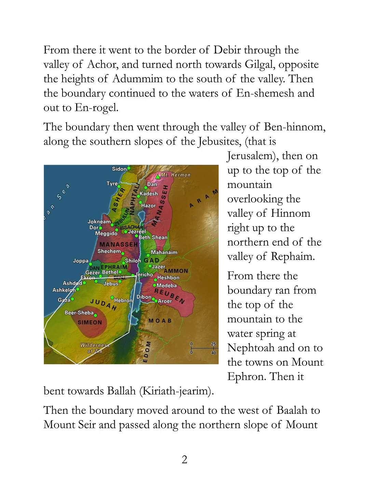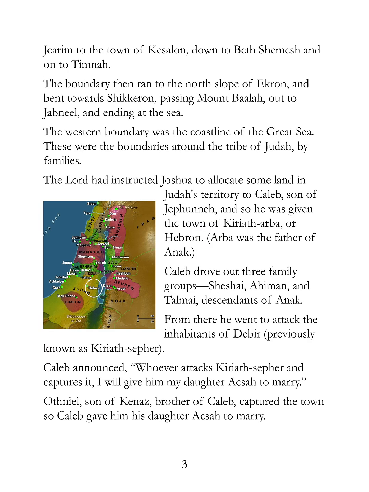Then the boundary moved around to the west of Baalah to Mount Seir and passed along the northern slope of Mount Jearim to the town of Kesalon, down to Beth Shemesh and on to Timnah. The boundary then ran to the north slope of Ekron and bent towards Shikkeron, passing Mount Baalah, out to Jabneel, and ending at the sea. The western boundary was the coastline of the Great Sea. These were the boundaries around the tribe of Judah, by families.